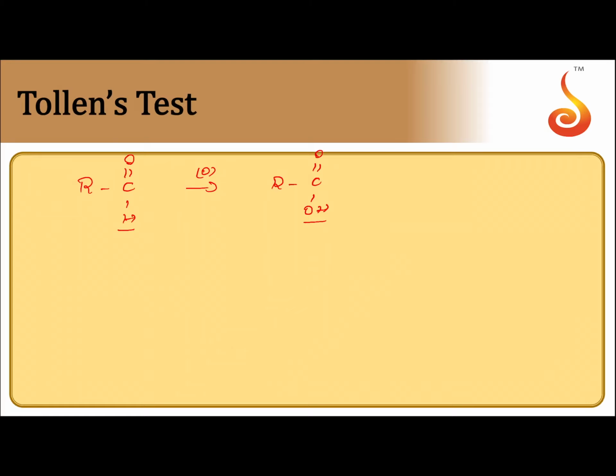So when an aldehyde is heated with Tollens reagent, the reagent is reduced to metallic silver, which gets deposited on the walls of the test tube as a bright silver mirror. Now let us see the reaction of an aldehyde with Tollens reagent. When an aldehyde is treated with Tollens reagent, what is Tollens reagent? Ammoniacal solution of silver nitrate, which can be represented like this.